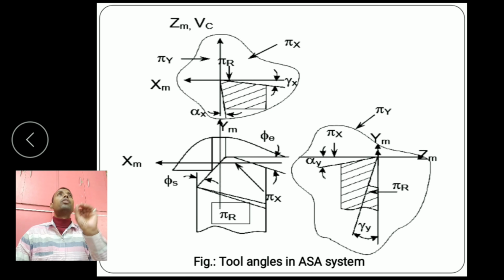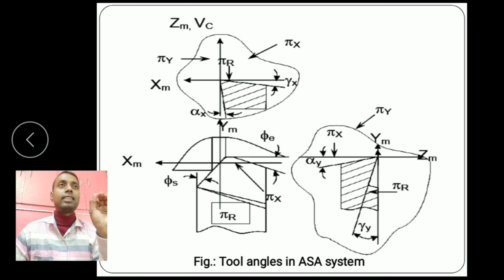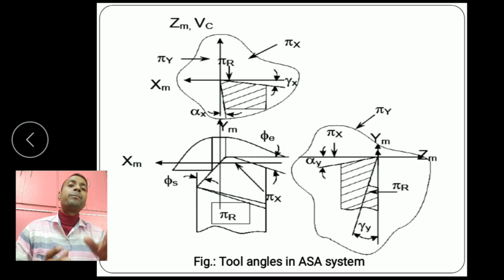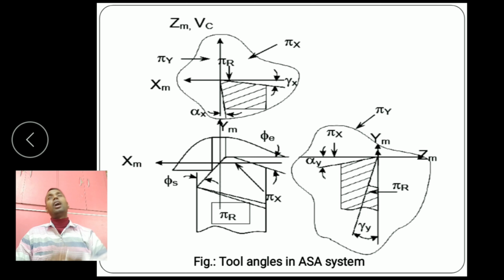Gamma X is the front rake angle and alpha X is the front clearance angle. Gamma Y and alpha Y: if we cut the section of pi R and pi Y, we find gamma Y and alpha Y. Gamma Y is the back rake angle, alpha Y is the back clearance angle.